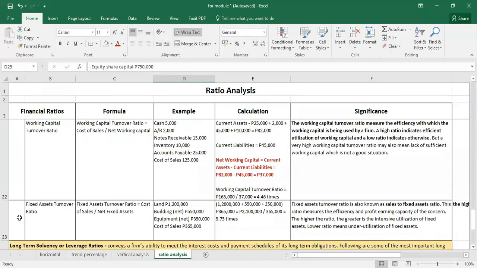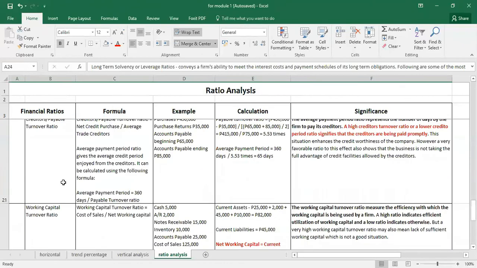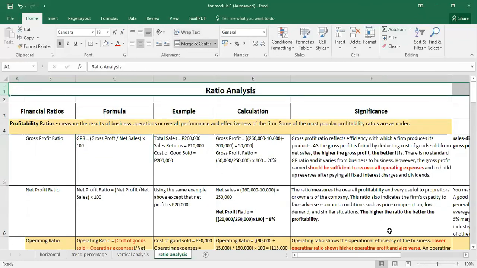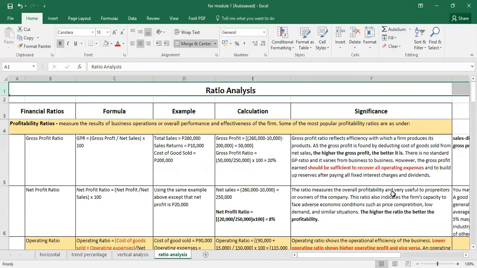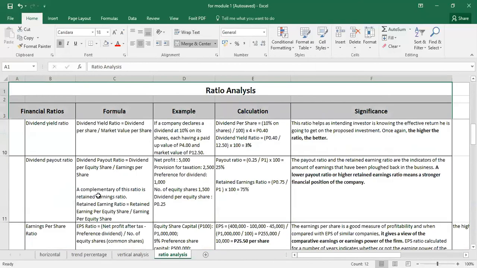So, I guess that's it for all of our ratios. We have the long-term solvency or leverage ratios, the debt to equity ratio, and the propriety or equity ratio. So, that is four again: profitability, liquidity, activity, and leverage ratios. I will give you a copy of this. Don't throw this copy away, you can use it until fourth year, until you graduate.